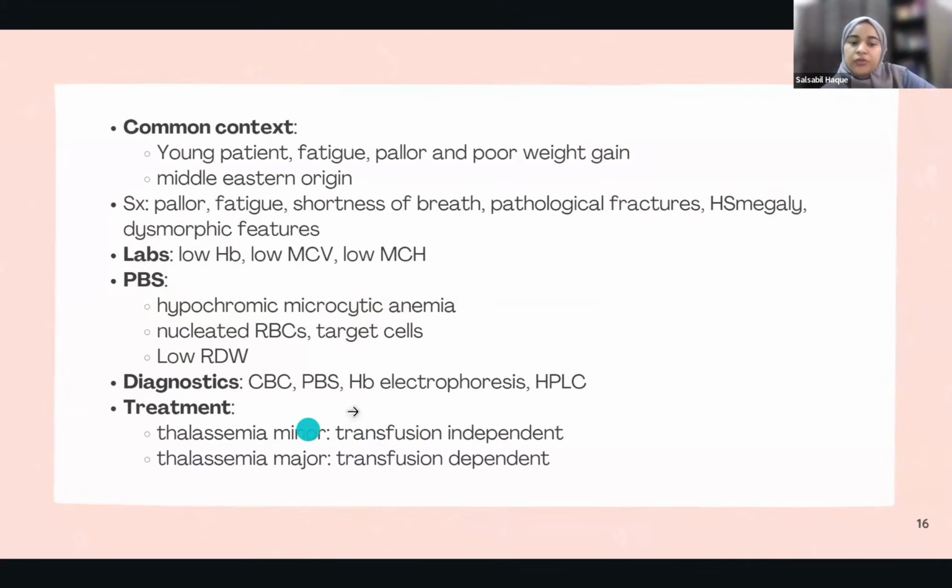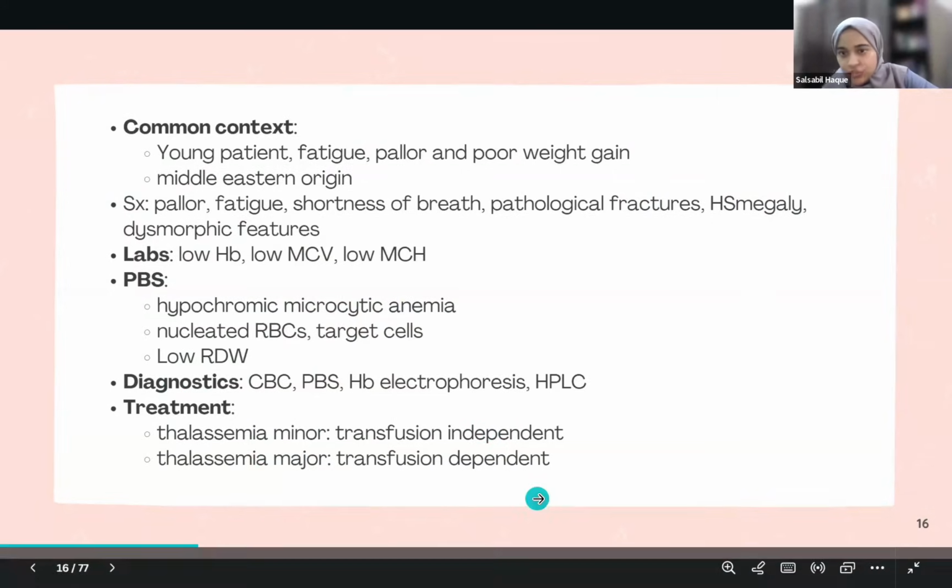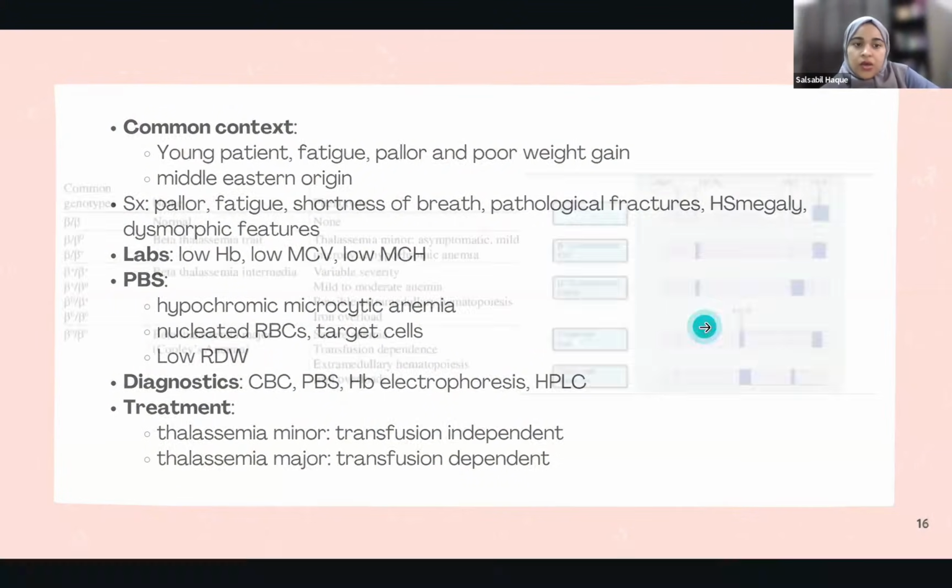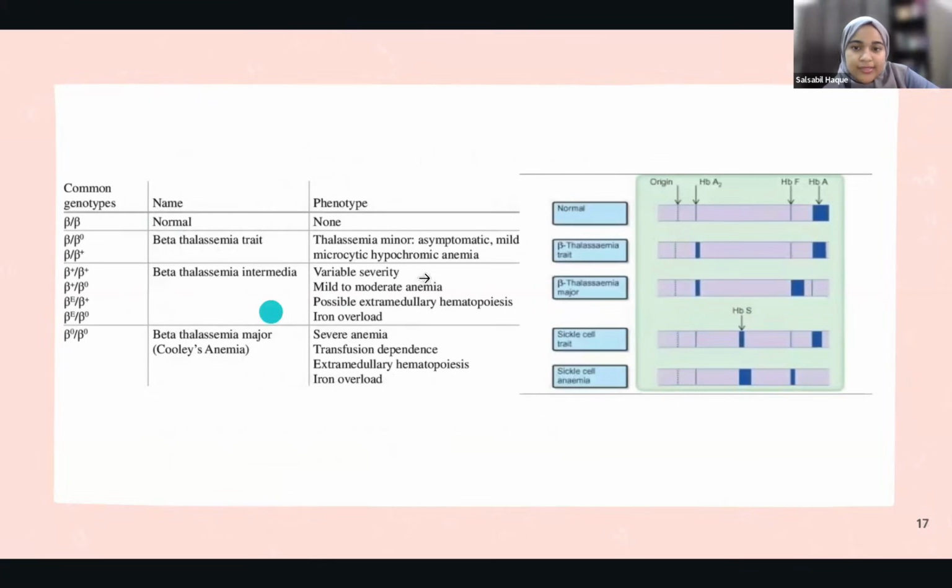If it's thalassemia minor, it's transfusion independent and patients remain asymptomatic for a majority of their life, whereas if it's major, it's transfusion dependent. So they require frequent transfusions. This is something I brought for reference. Here you can see hemoglobin electrophoresis. For trait, you have an increase in A2, whereas for major, you have an increase in hemoglobin F. That's the major difference. This is something we'll touch on later.